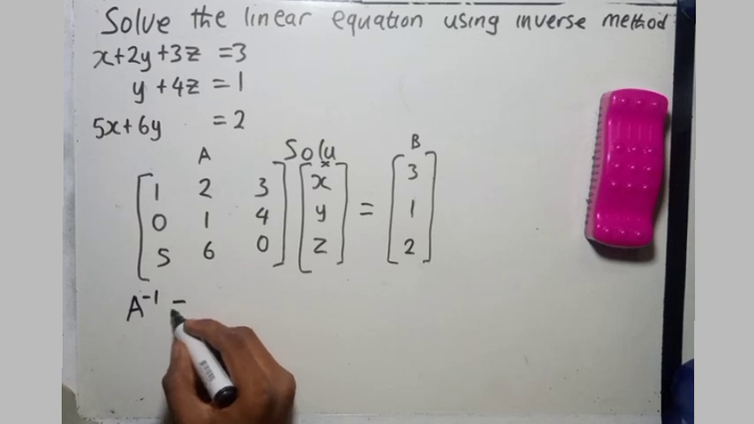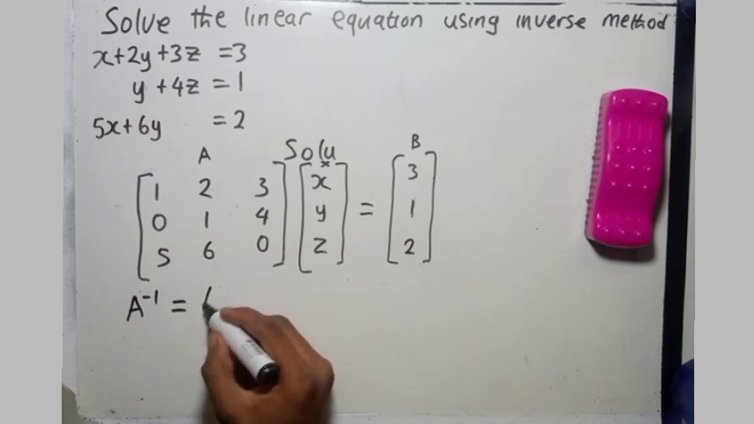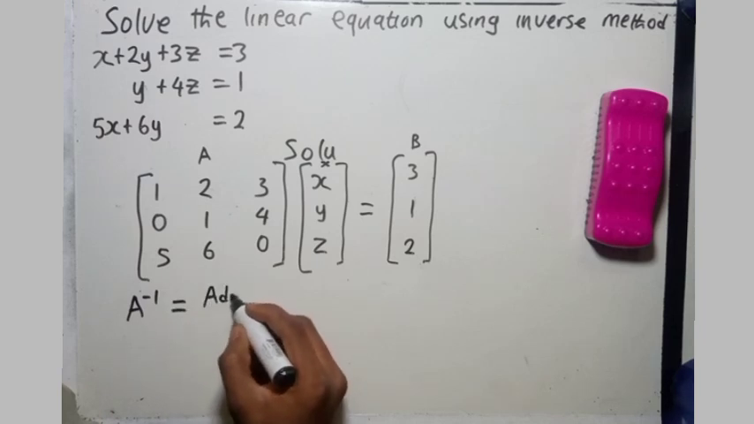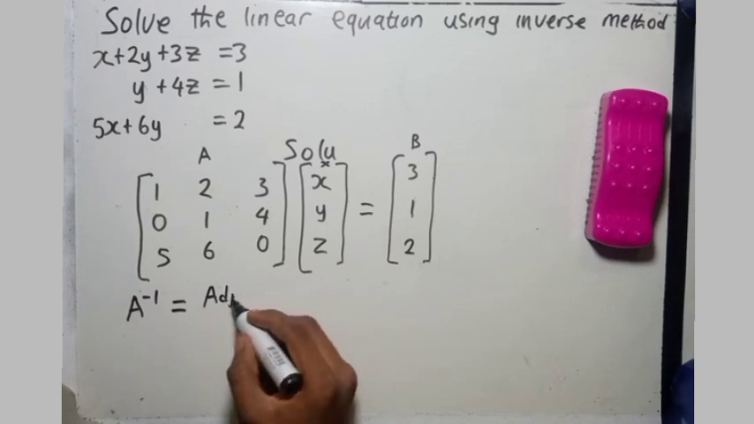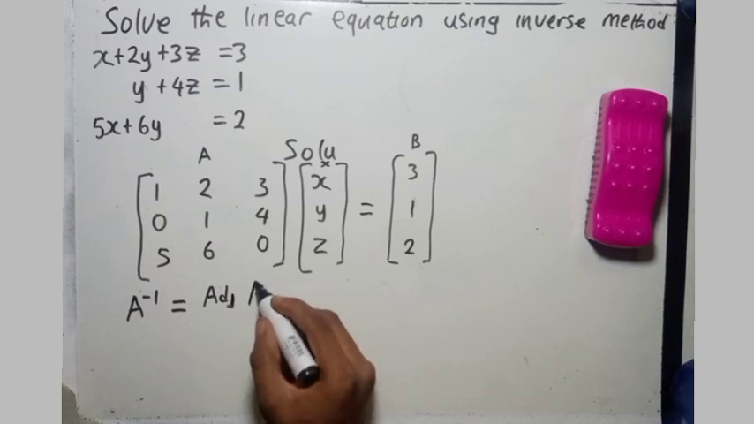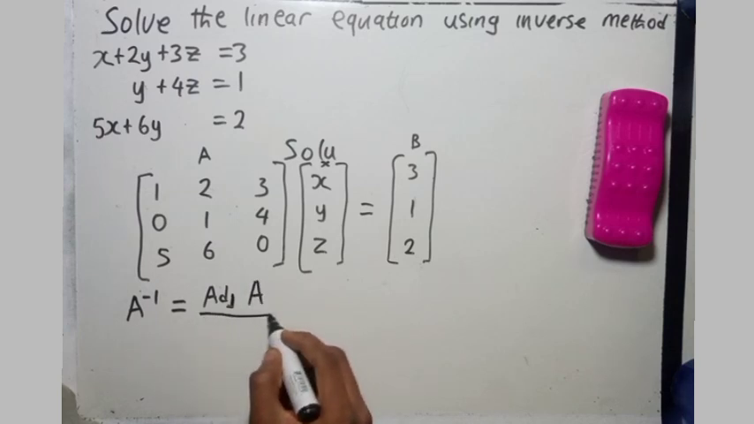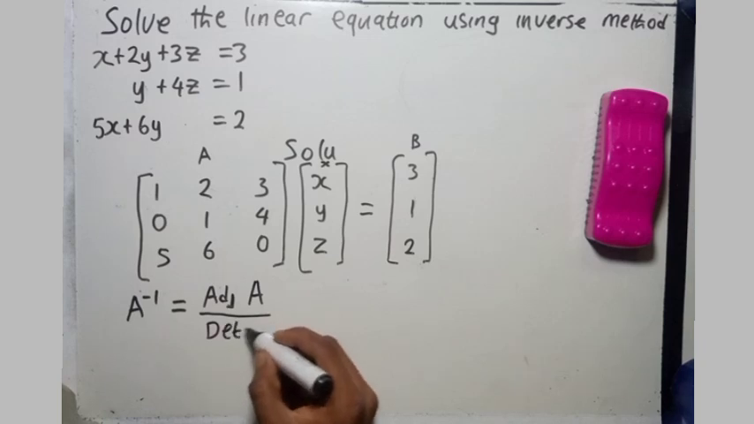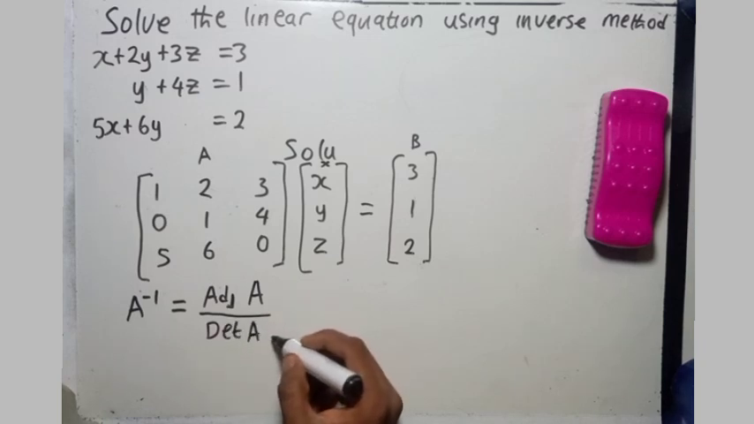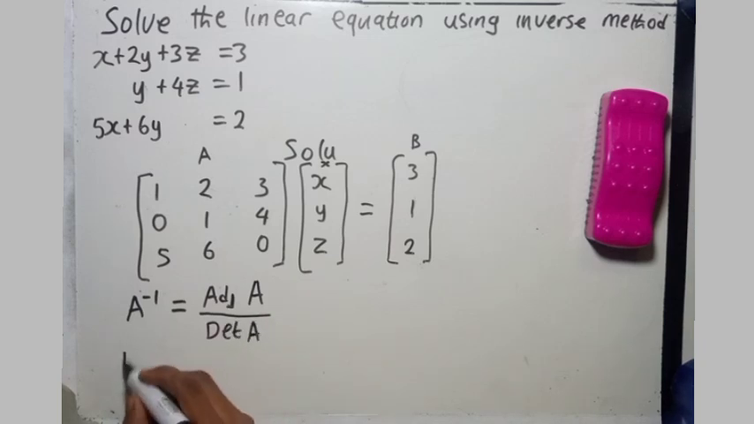So the little problem now is how to find A inverse. Now A inverse is equal to the adjoint of your A matrix over the determinant of your A matrix. Now let us try to get the determinant of our A matrix.